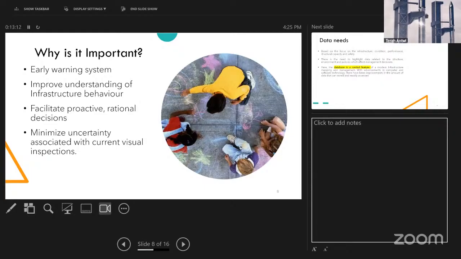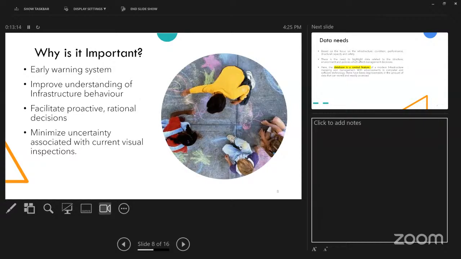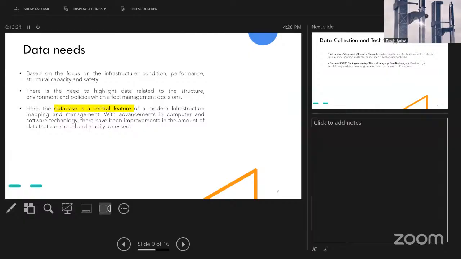In other parts of our world, people are already doing well with these technologies. So our data needs, where does it all start from? We start with the data. Based on the focus of the infrastructure that you're looking at, maybe you're looking at the condition, how it performs, the capacity, the safety behind it. It depends on all these things. That will influence how you should map and the data you should collect.